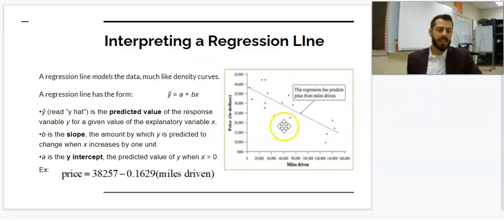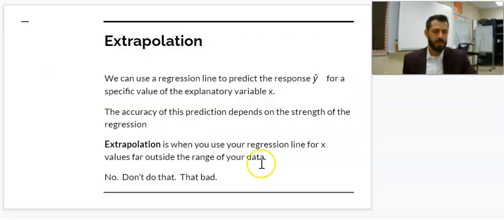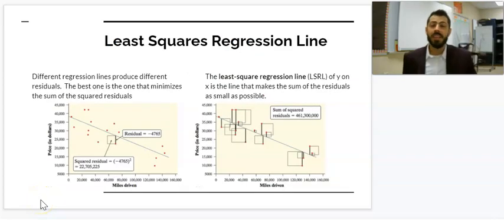So it doesn't make sense after a certain point to use this line, which is why, in general, we don't extrapolate. So don't extrapolate. That's a no-no. Now, the least squares regression line, the LSRL. So that is the line.